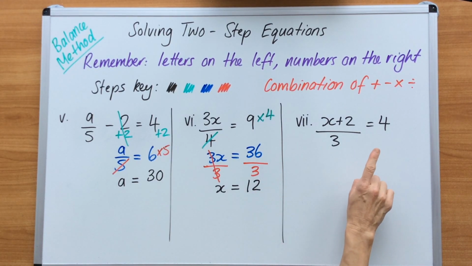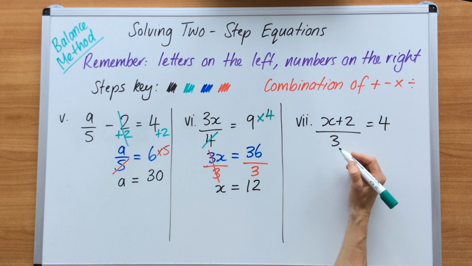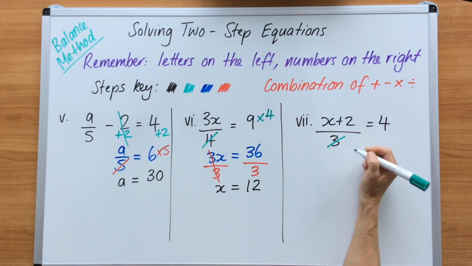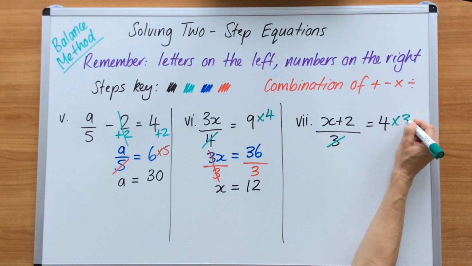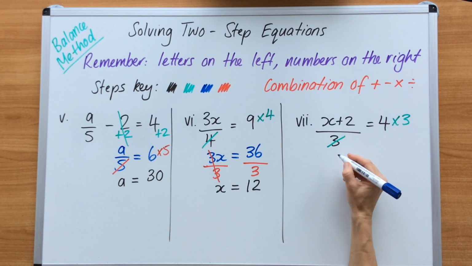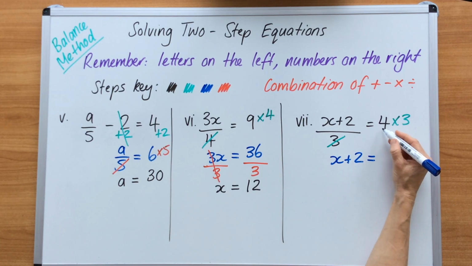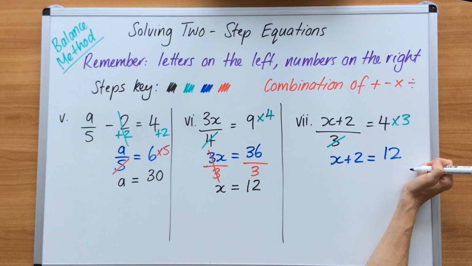Okay, on the far side here, we have a division. So division, opposite of division is multiplication. So we cross out the denominator of 3 and give it to the 4. And we then drop down the x plus 2 equals, and we solve 4 times 3 is 12.